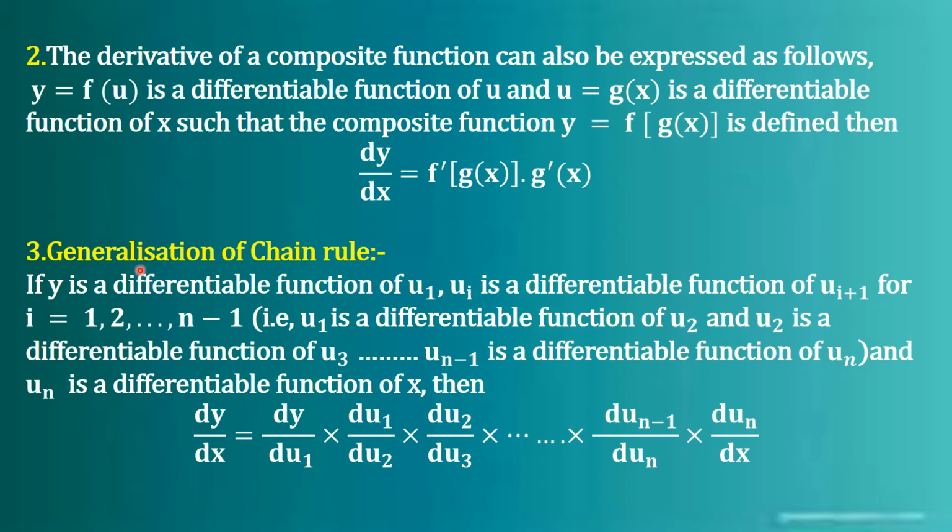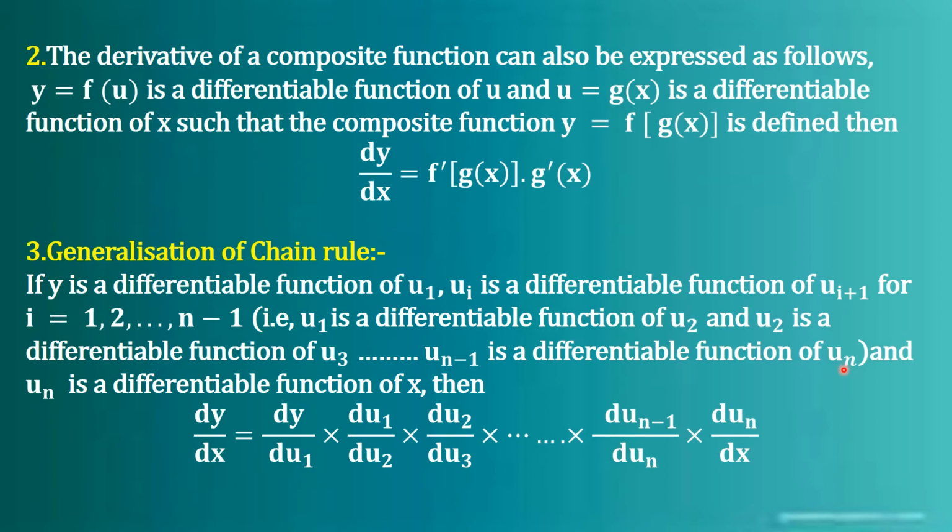So this is another way of expressing the composite function's derivative. Now we will generalize the chain rule by considering n functions. If y is a differentiable function of u1 and ui is a differentiable function of ui plus 1 for i equal to 1, 2, 3 etc. n minus 1. Means if you substitute i is equal to 1, it will be u1 and ui plus 1 will be u2. That means u1 is a differentiable function of u2 and u2 is a differentiable function of u3 etc. un minus 1 is a differentiable function of un.